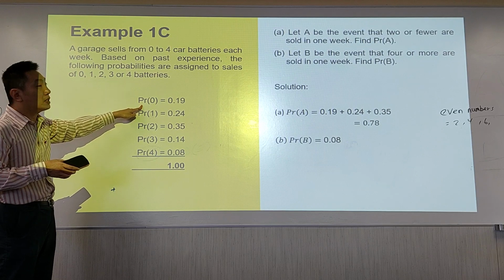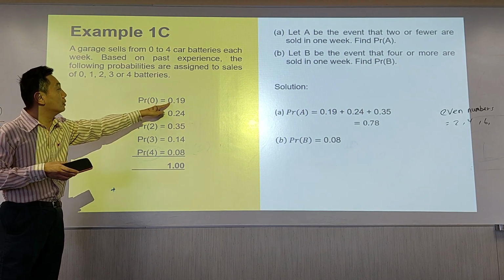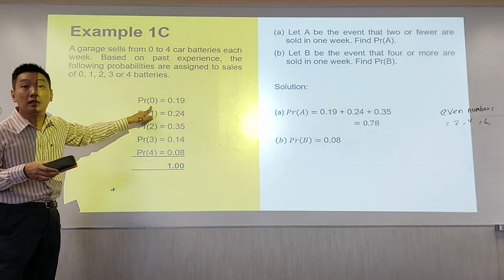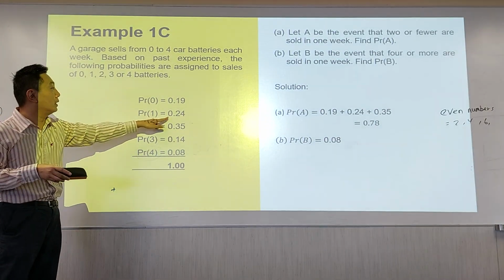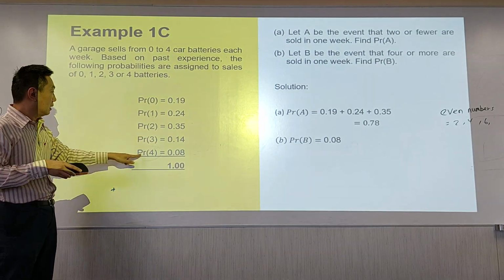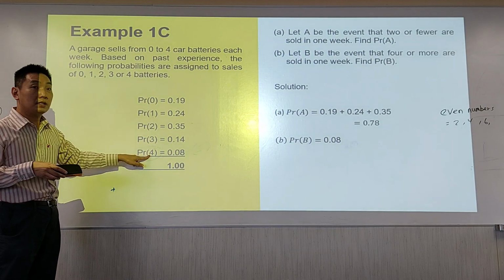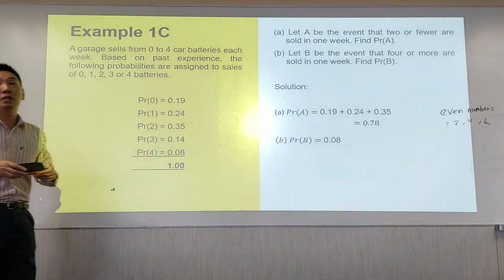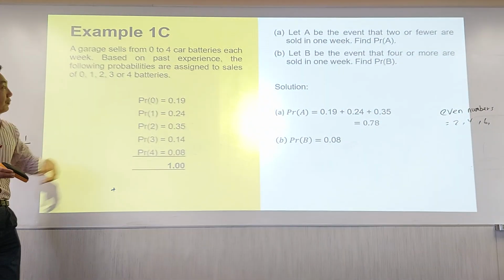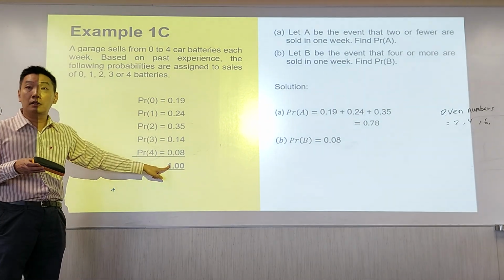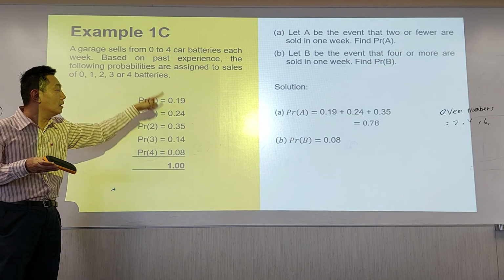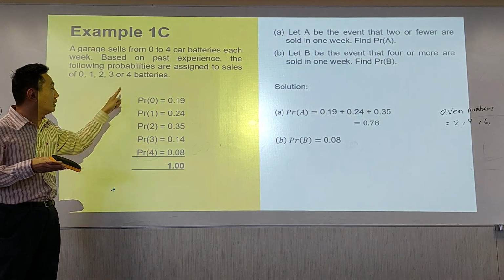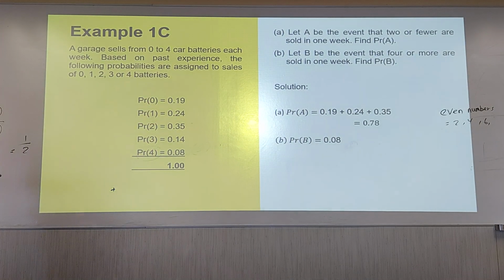That means the chance of having 0 sales per week is equal to 0.19. There are no battery sales. The chance of having 1 car battery sale per week is this number. The chance of having 4 car battery sales in a week is equal to 0.08. So if you sum up, you'll get 1. Why 1? Because these are the total probabilities for battery sales weekly. The big 1. So that means the information is complete.